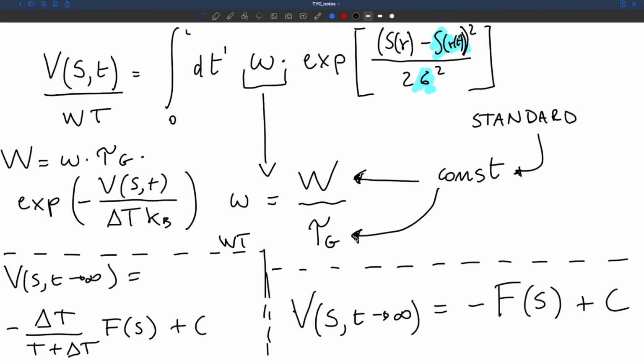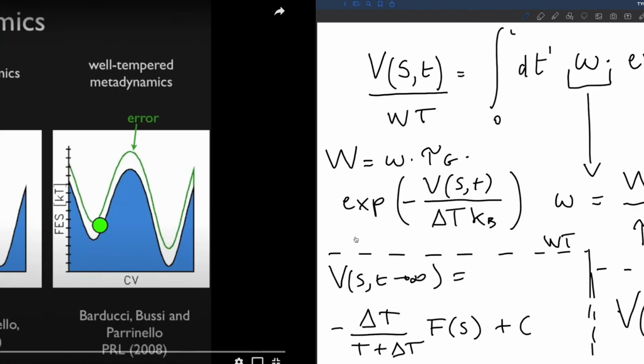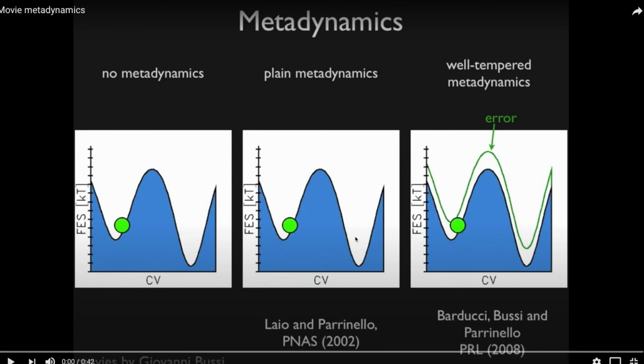Let's now compare how the bias potential evolves in the case of well-tempered and standard metadynamics for the simple case of a double well potential, similar to those that we have analyzed in the case of umbrella sampling and in the previous videos. This is a video taken from YouTube, produced by Giovanni Bussi, and it contains a comparison between a standard Langevin dynamics on a double well potential that does not involve any metadynamics, a plain metadynamics simulation, and a well-tempered metadynamics simulation.